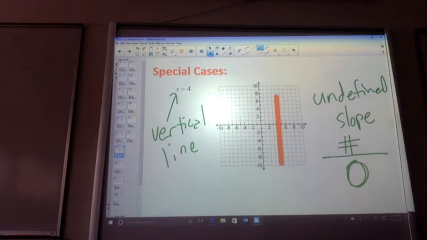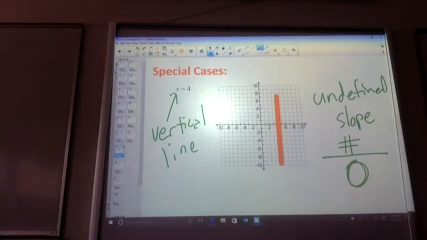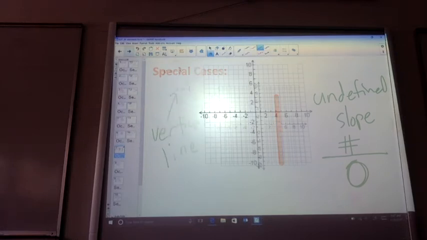And I don't want you to make that goof up. Does that make sense? So this is a special case where you just have x equals a number. This is forever undefined. It becomes a limit in calculus.